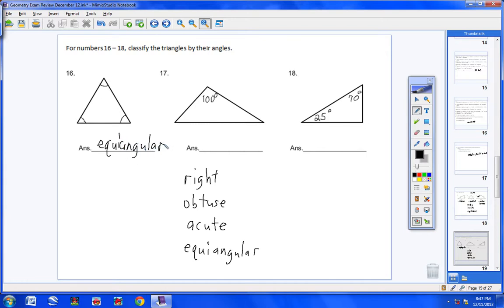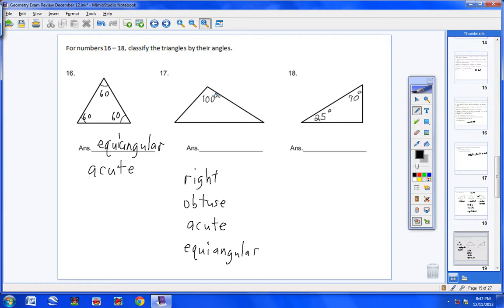triangle. And by the way, if you wanted to be picky, you could also call this an acute triangle, because if this triangle is equiangular, that means all three angles have to be 60 because they have to add up to 180. So really you also have an acute triangle. So I would accept either one of those two answers.